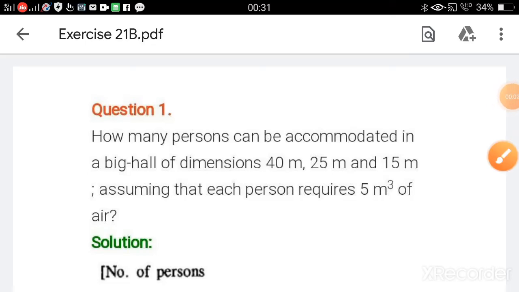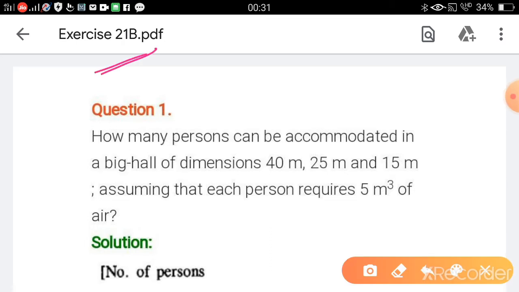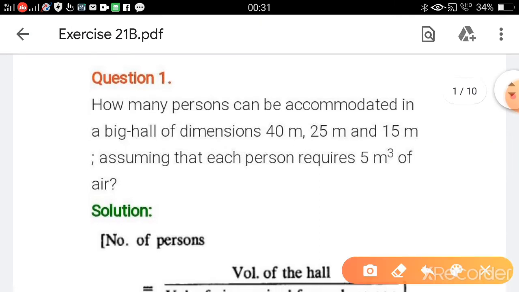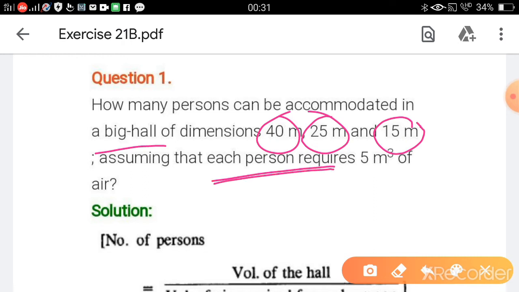Hello everyone. Now we are going to study exercise 21b, which depends on the surface area and volume. In this exercise we are going to see question number one. How many persons can be accommodated in a big hall of the dimensions 40 meter, 25 meter and 15 meter, assuming that each person requires 5 cubic meter of air?